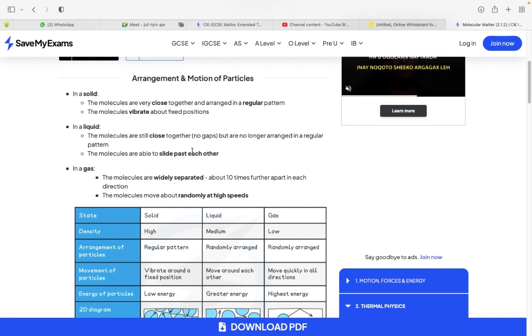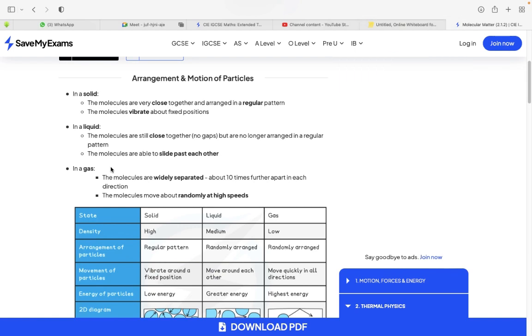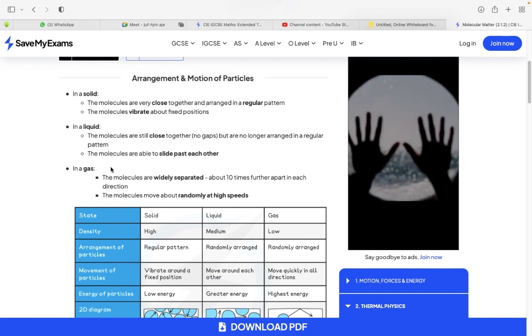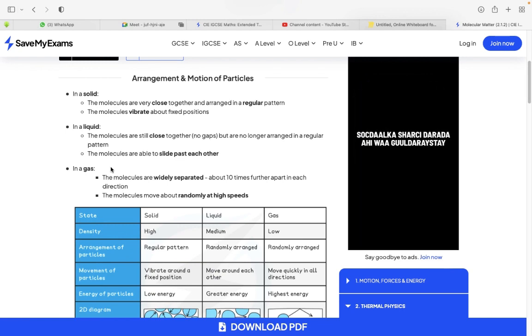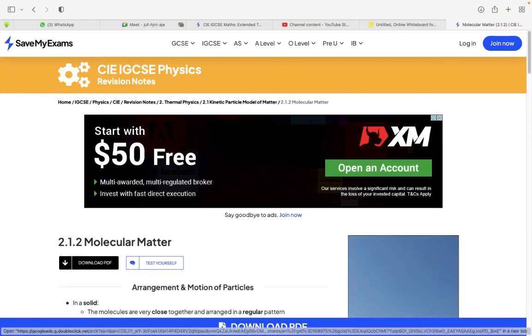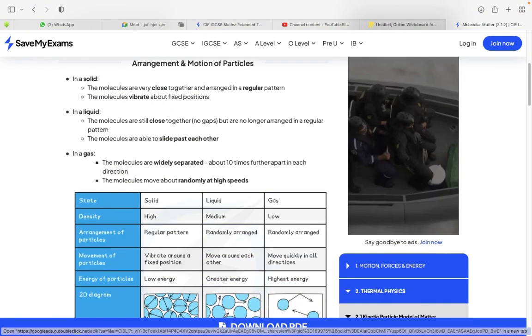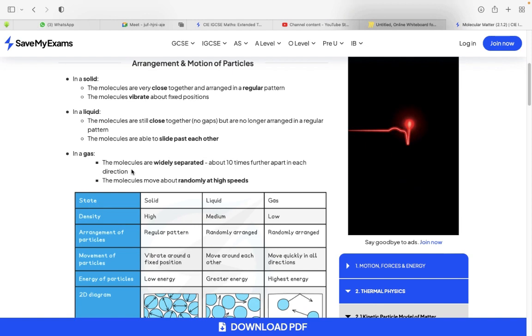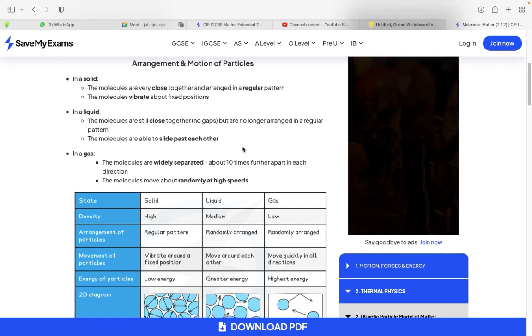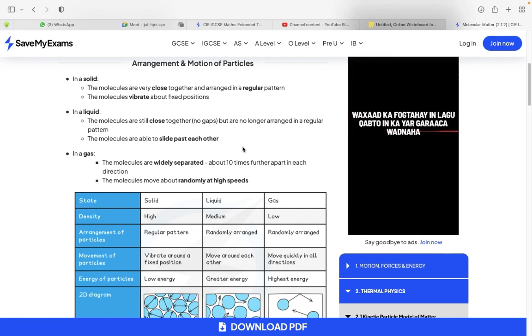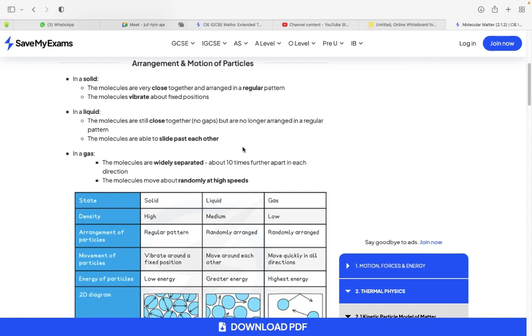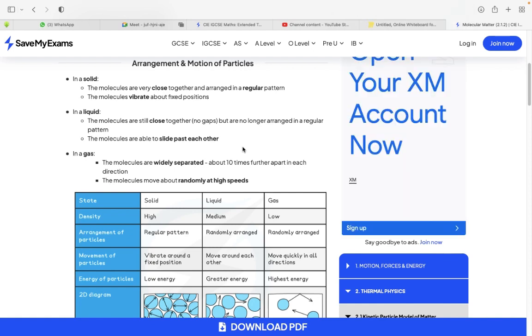Is that okay? Now, in the case of liquid, we say the molecules are still close together, no serious gap, but not so close, and they are no longer arranged in a very regular pattern as in the case of solid. Even if they are not super close, they are close. And another thing is that the molecules are able to slide past each other. In the case of liquid, the molecules are able to slide past each other. So that's one characteristic of a liquid.